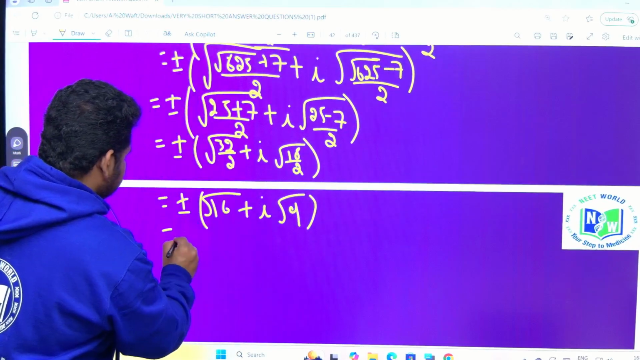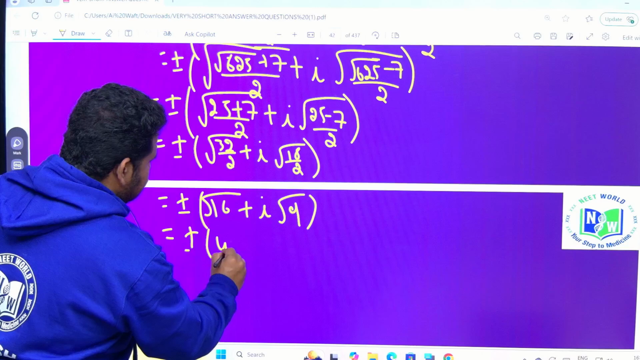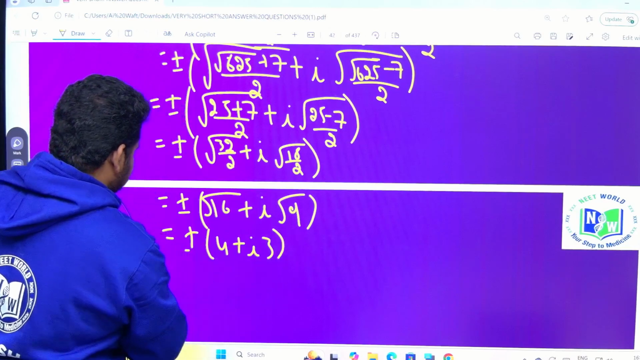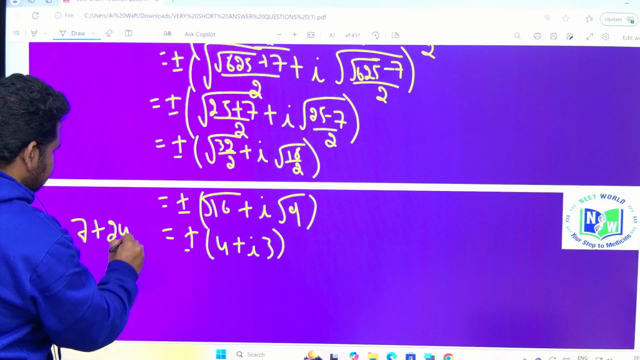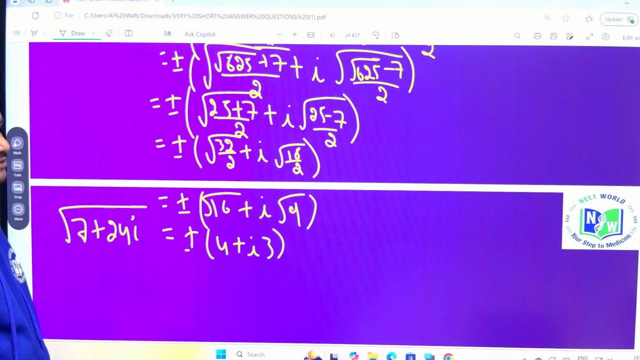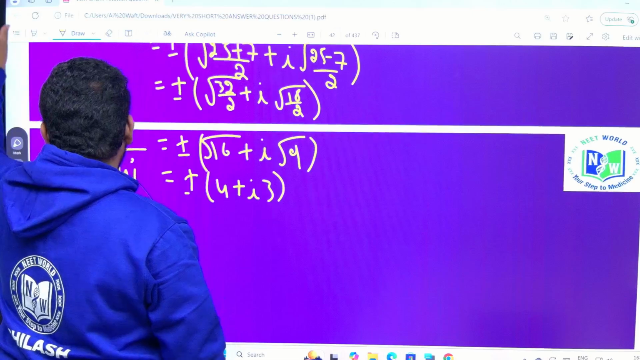So, this value will be equal to what? Square root of 16 is what? 4. This will be 4 plus i into square root of 9, which is 3. So, this is the answer, friends. Square root of 7 plus 24i is equal to this much. This is the answer. Got it, friends? Few more questions that are asked in the PYQs we will be solving.